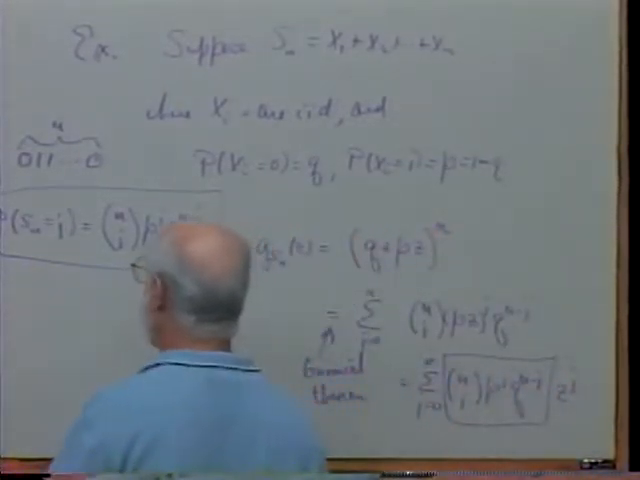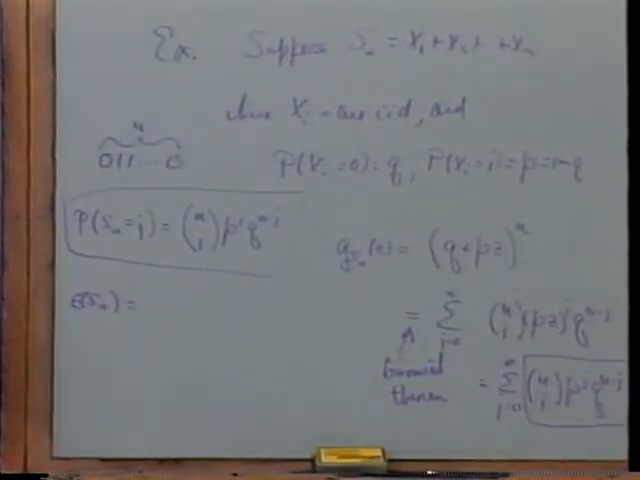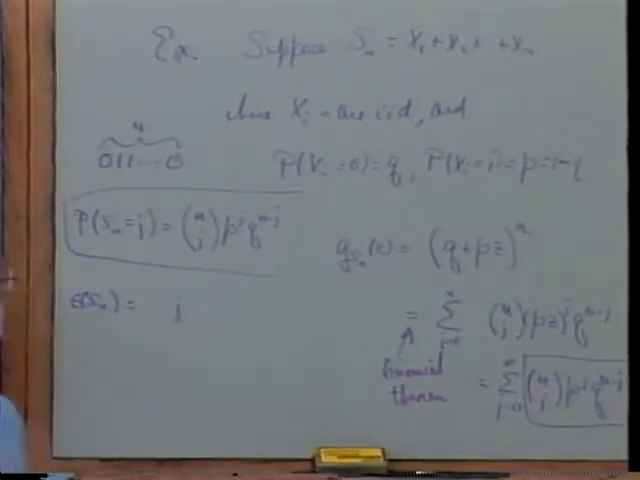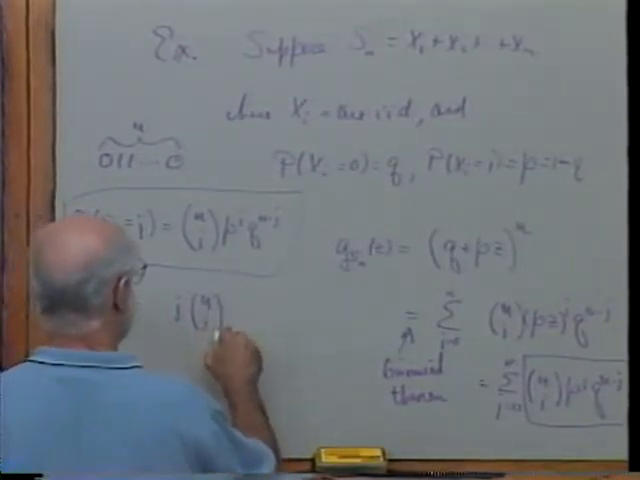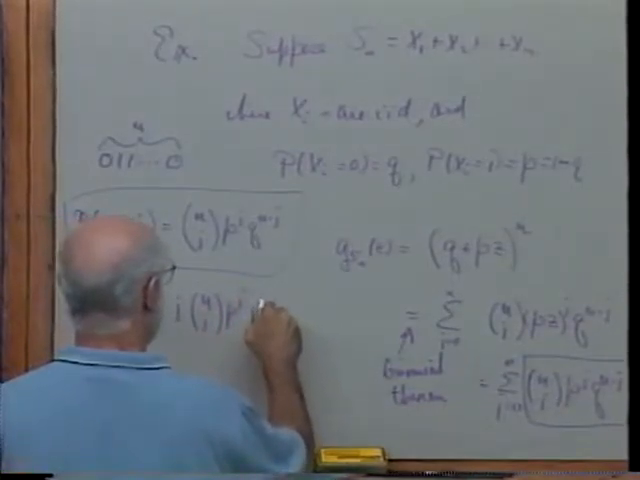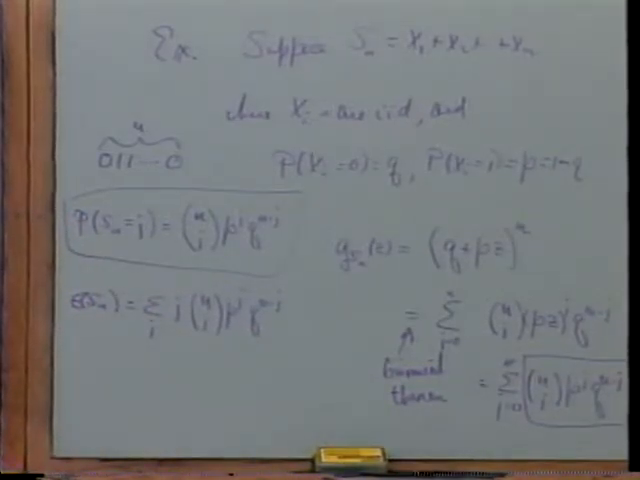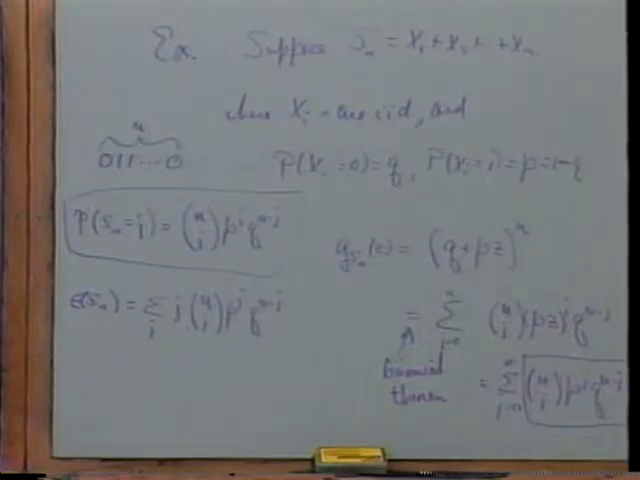Suppose I wanted to calculate the expected value of Sn. Well, if I did it from the definition, I would have to take the values the random variable takes, which I'm calling j, times the probability that it takes those values, n things taken j at a time, p to the j, q to the n minus j, and sum over all j. That's no big deal, although it's sort of complicated. This is a standard exercise in elementary probability. But there's another way to do it. It's not the best way.